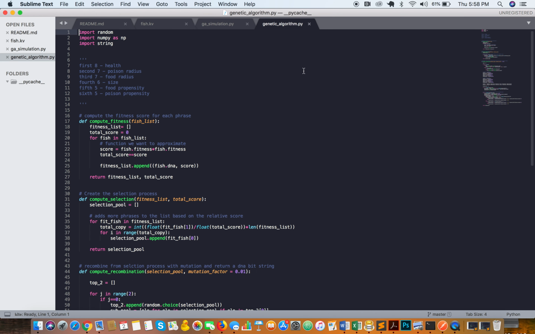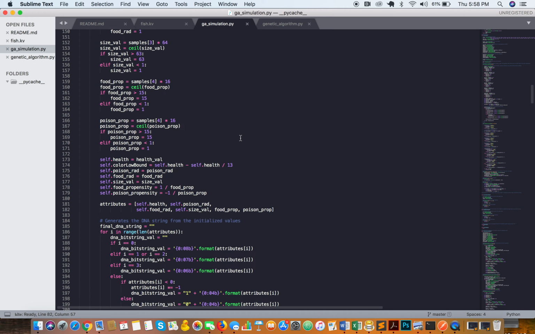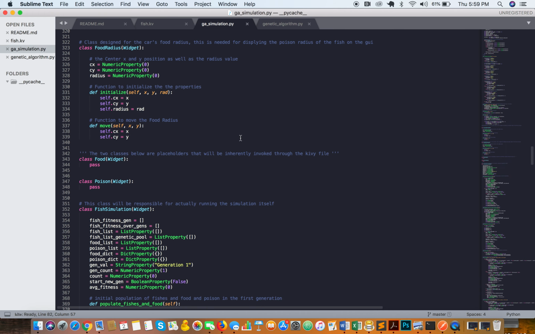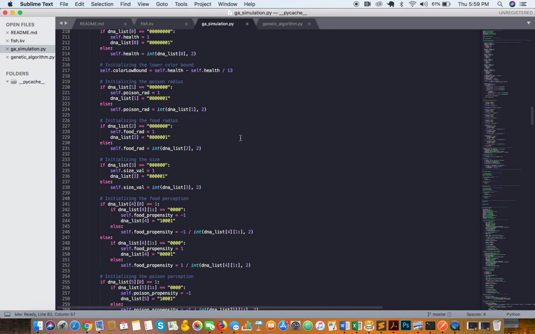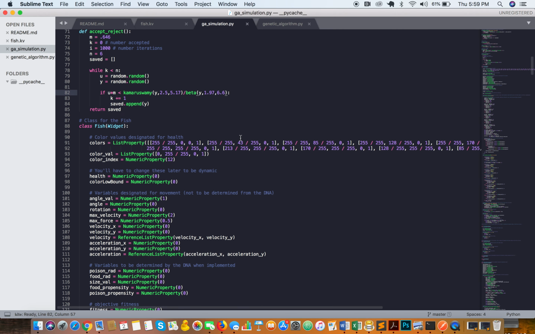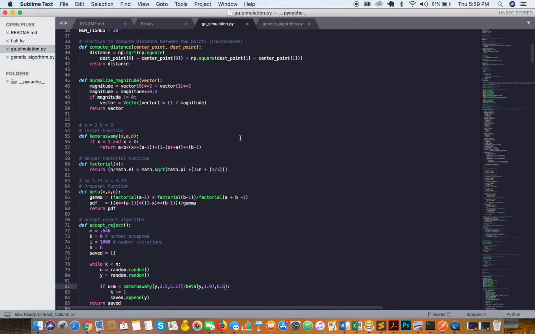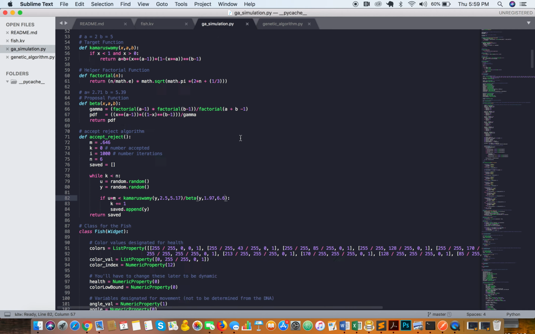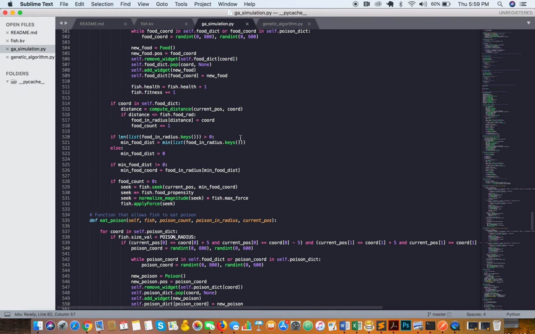So this is the genetic algorithm file. We'll link the GitHub repository for you to look at as well, so you can look at it more in depth. And then this is the actual simulation file. It's very, very verbose, but the key points to note here are the accept reject algorithm over here, which is basically used to create a distribution from which we're sampling to initialize the initial values for the characteristics of the organisms in the first generation.